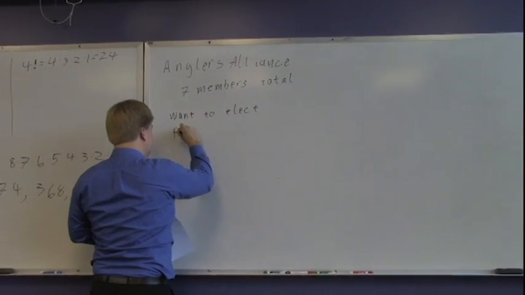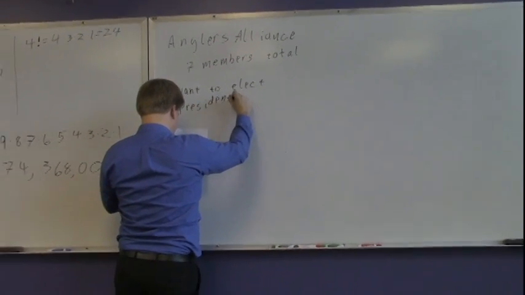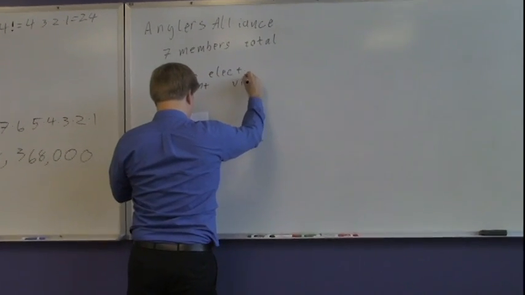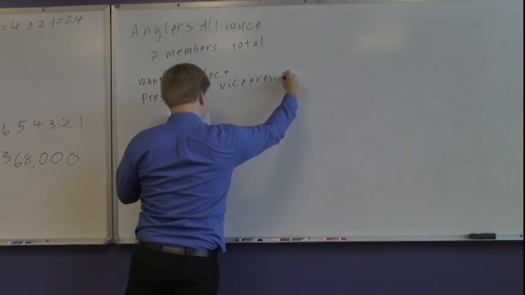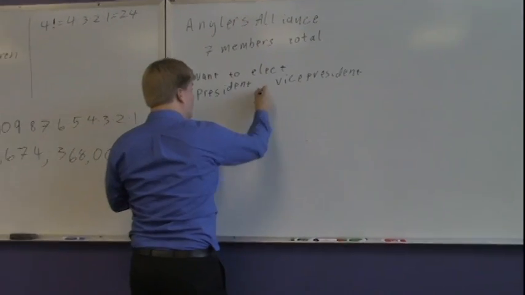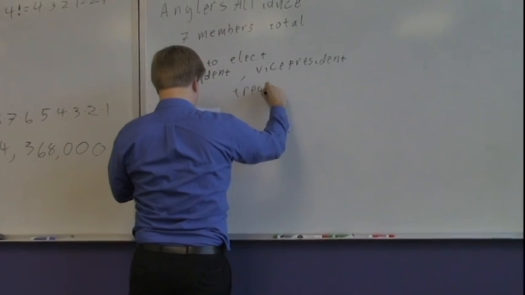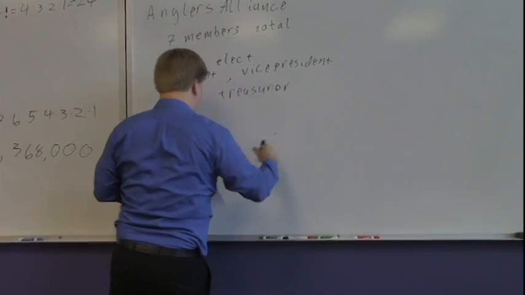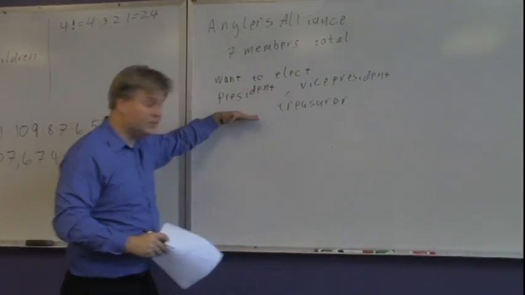a president, a vice president, and also a treasurer. Now how many ways can this Anglers Alliance elect a president, vice president, and treasurer?